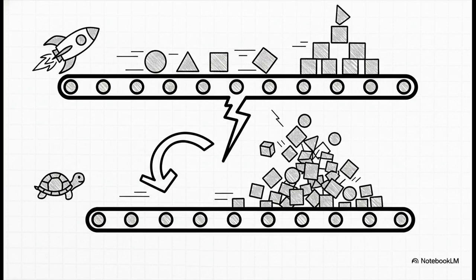TurboFan's optimizations are basically just educated guesses. It's making an assumption that your code will keep behaving the way it did during that initial learning phase. If that assumption turns out to be wrong, like say a function suddenly gets a string when it was always getting a number before, V8 panics. It throws away all that fast code in an event we call deoptimization, and it falls all the way back to the slow Ignition interpreter to start over.